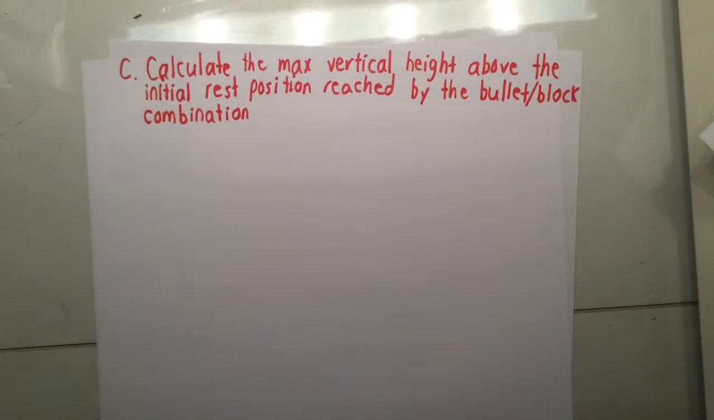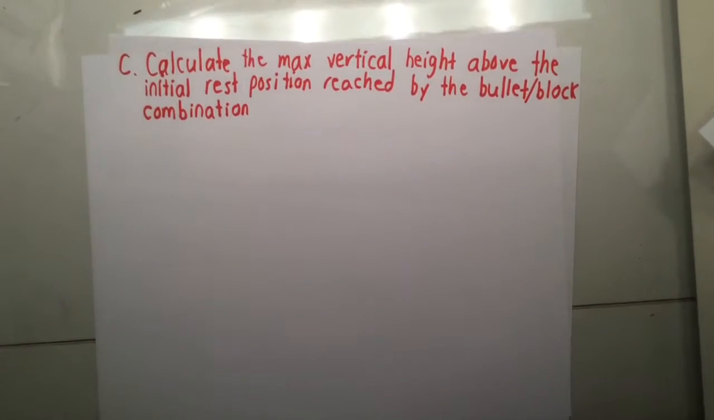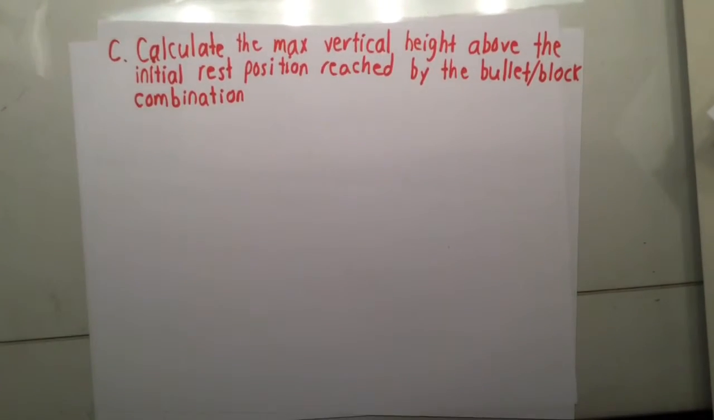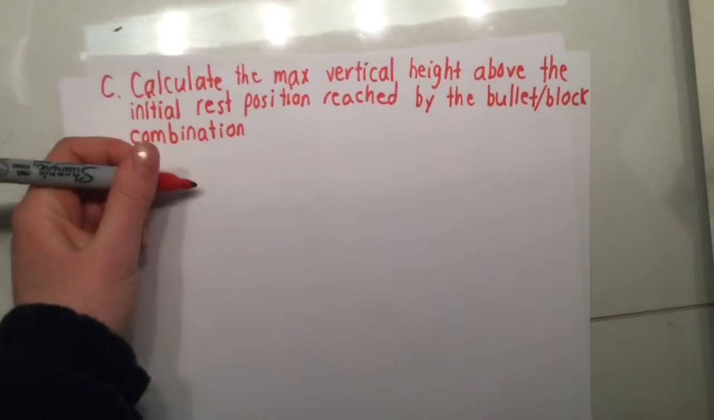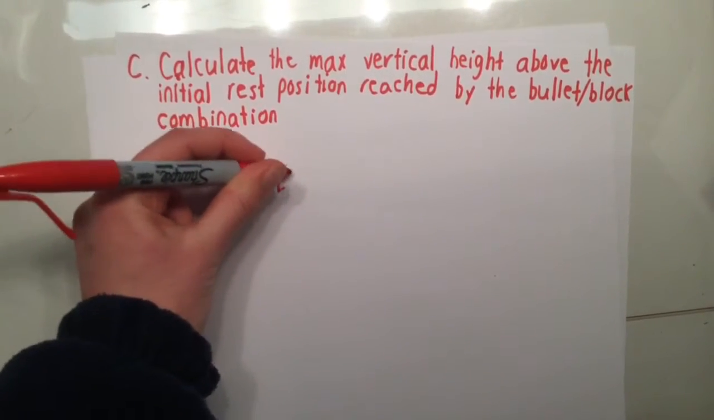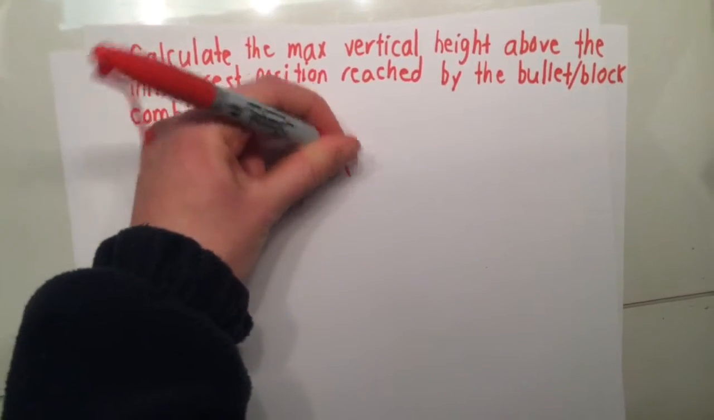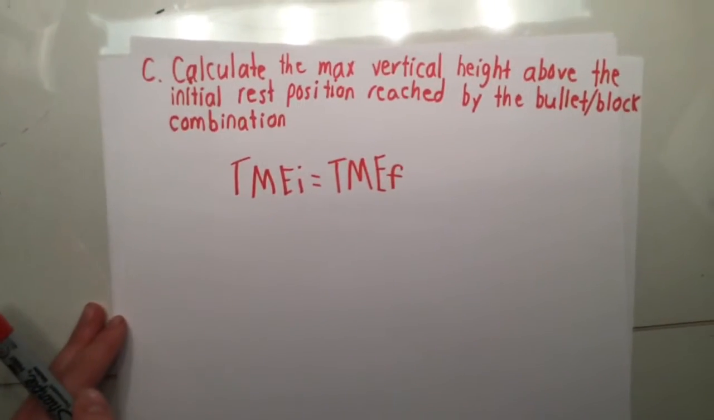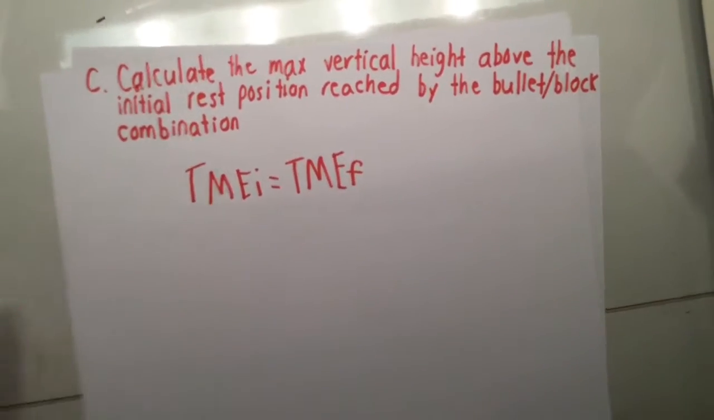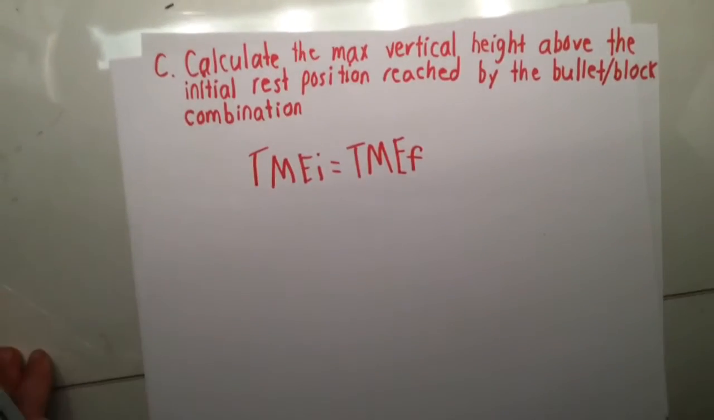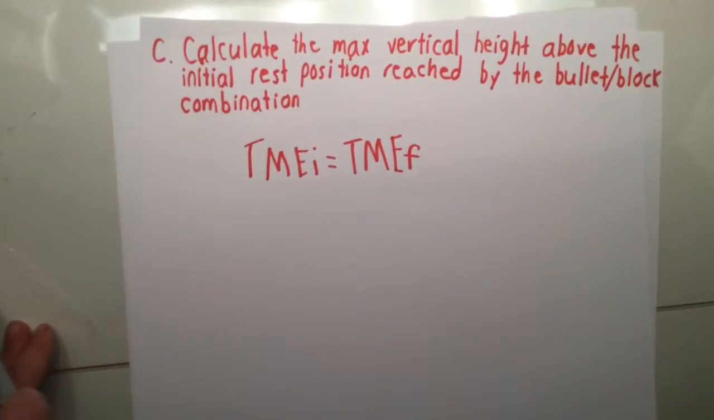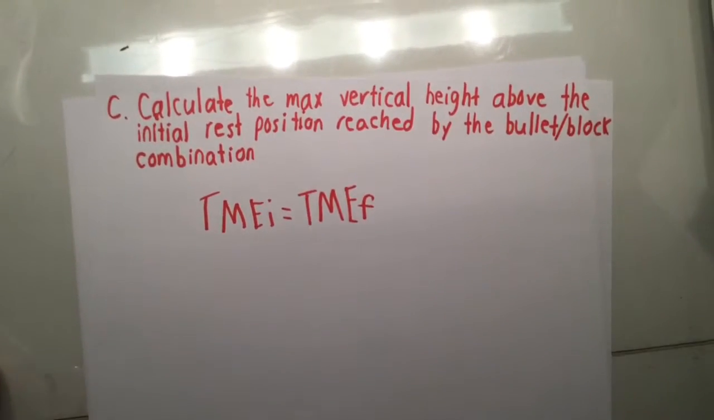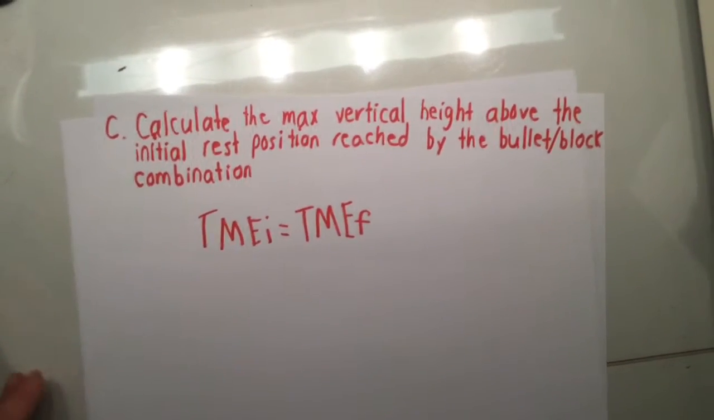Now finally, for part C, we must calculate the maximum vertical height above the initial rest position that is reached by the bullet-block combination after collision. So we know that TME initial is equal to TME final because total mechanical energy is conserved. Going along with that, when the block combination is just after the collision, it is 100% kinetic energy. And then once the bullet-block combination reaches its max height, that is 100% GPE.